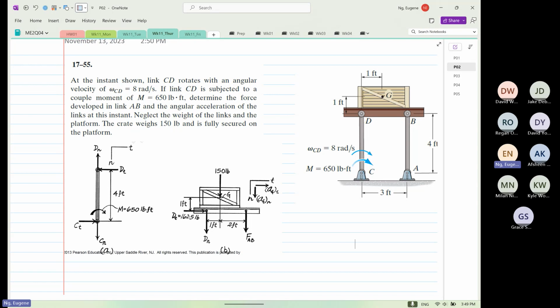So we're going to construct a free body diagram, and we're going to throw this out the window. So when I post the solution, you'll see the solution manual. No, it has to be.